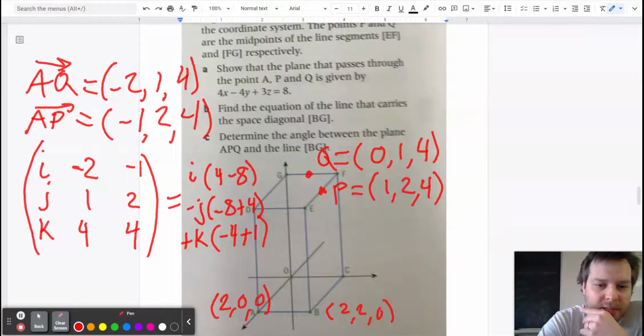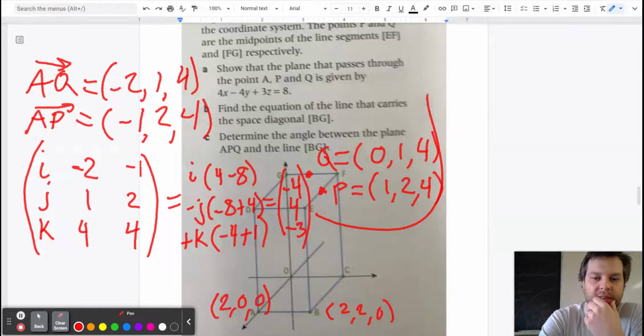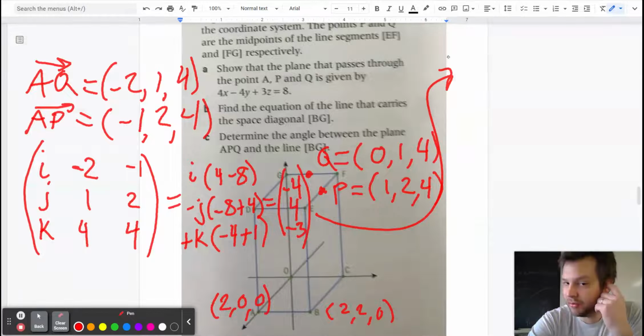And so that pops out to be negative 4. That's going to be double negative, 4. And that's going to be negative 3. Okay, and so that's my normal vector. I'm going to slide that thing up here and do the normal vector.